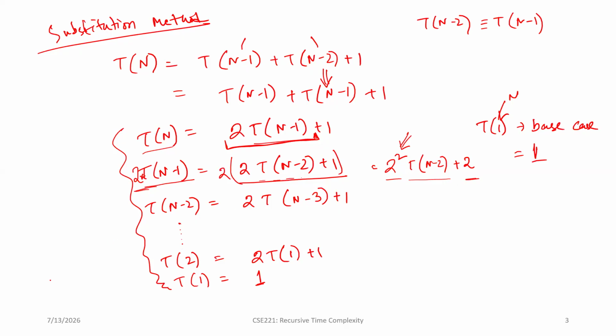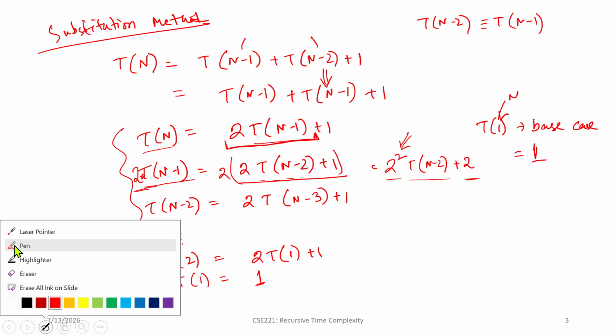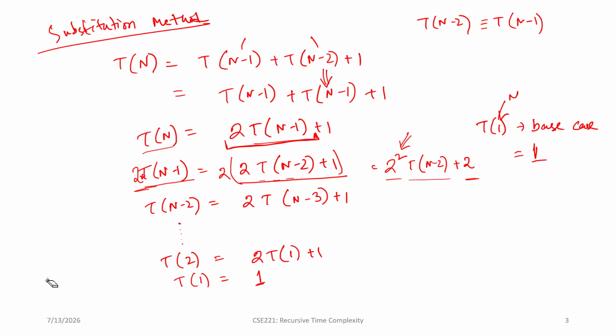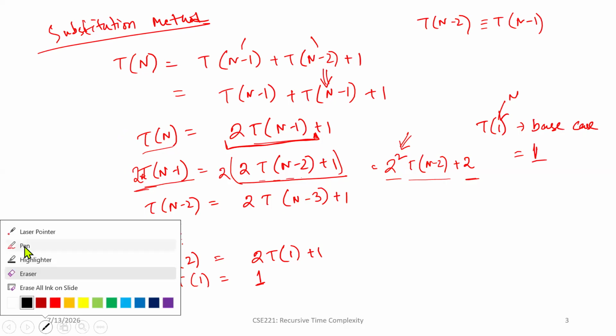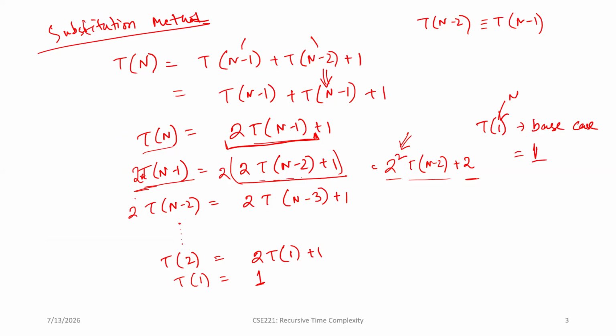2 squared T of n minus 2, so I have to multiply the right side with 2 square. Sorry. Then it will become 2 cubed T of n minus 3 plus square.